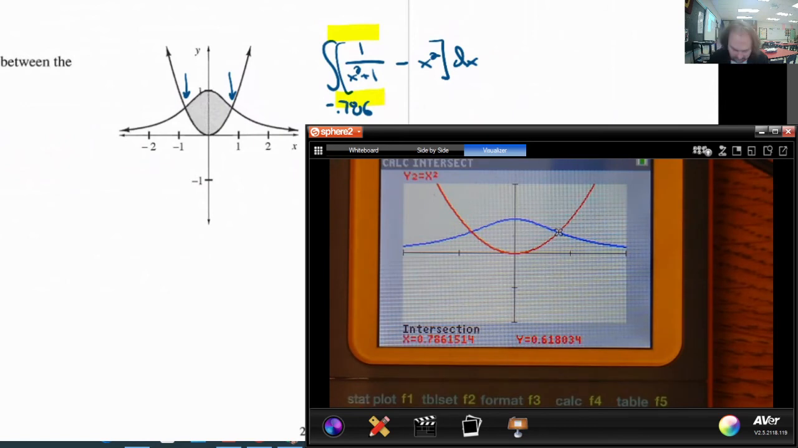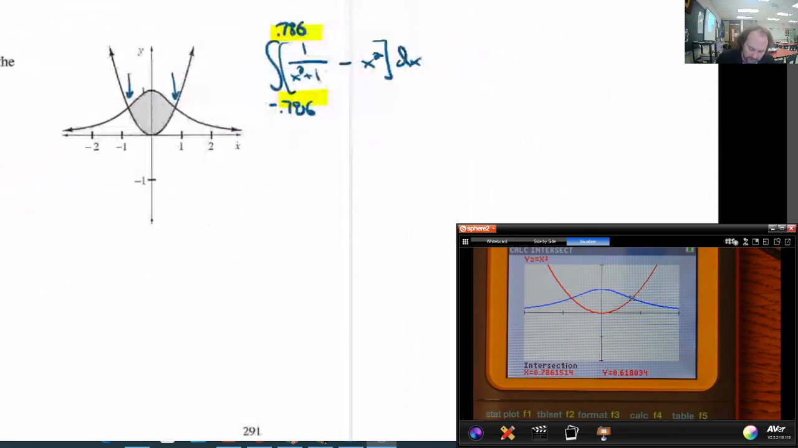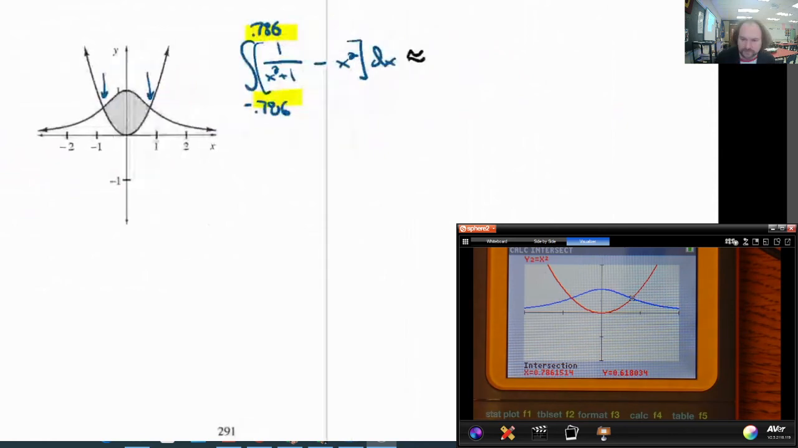Yes, correct. Positive 0.786. There's a lot of tricks you can do with even functions like this. You could just do the integral from 0 to 0.786 and then multiply it by 2. That's an option, but we already have this right here. We're going to let the calculator handle everything about this calculation.